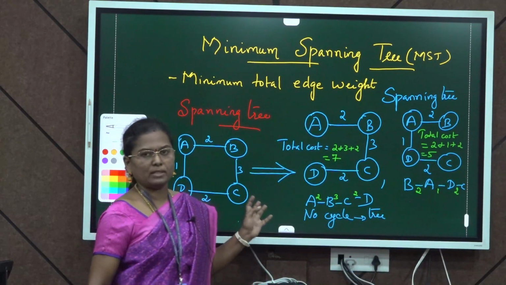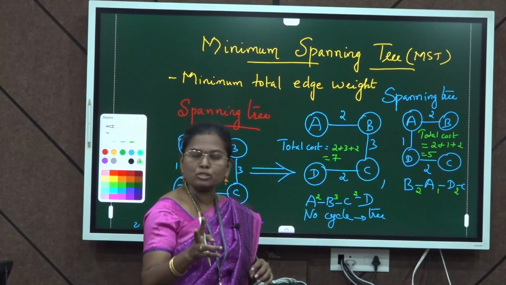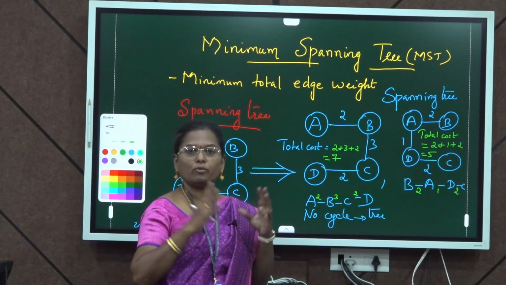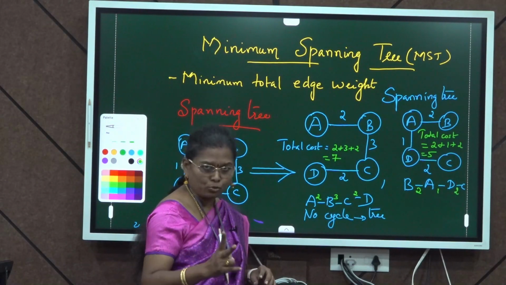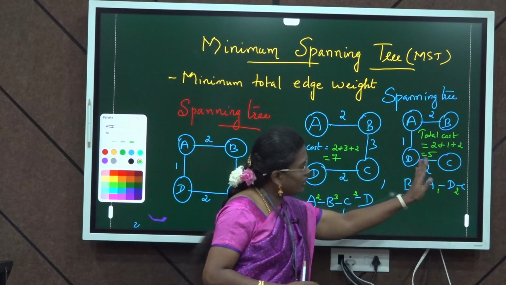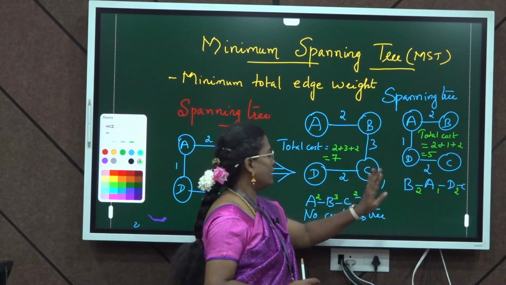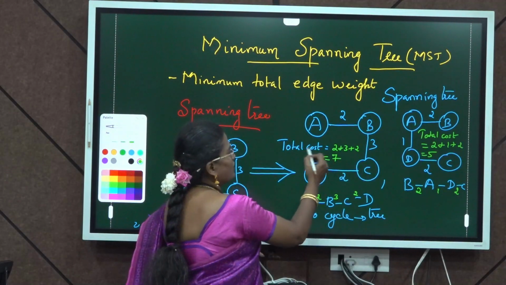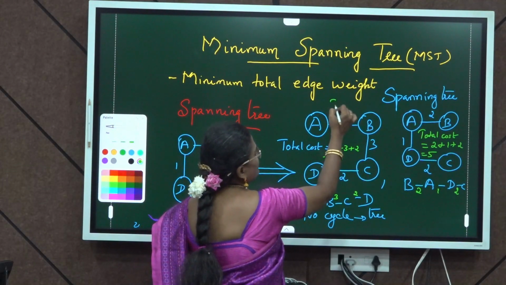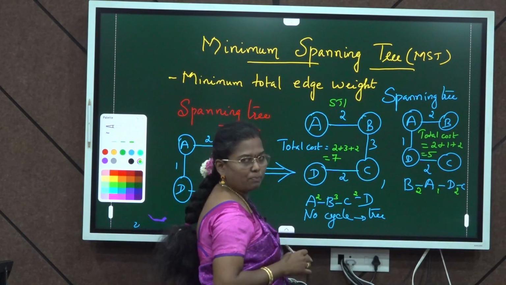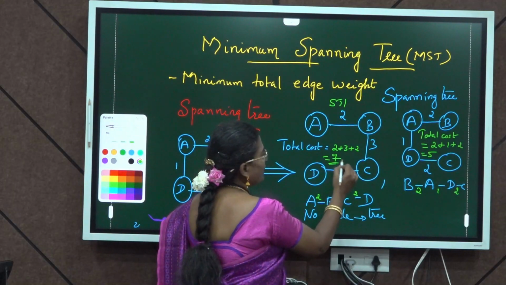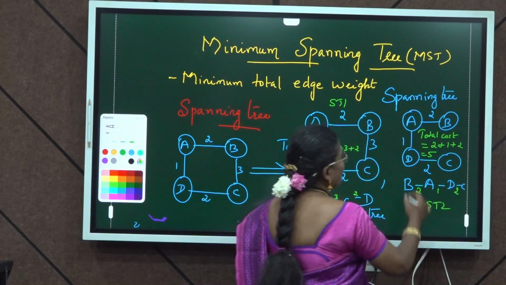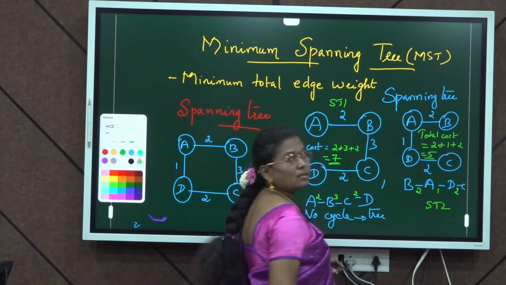In this example I have taken only 2 spanning trees, but there are n number of spanning trees, right? Out of that, I am considering only 2 spanning trees. And on taking these 2 spanning trees, I have computed the total cost. Let me take the first spanning tree as ST1, where I have obtained the total cost as 7, and this is ST2, where the total cost here is 5.